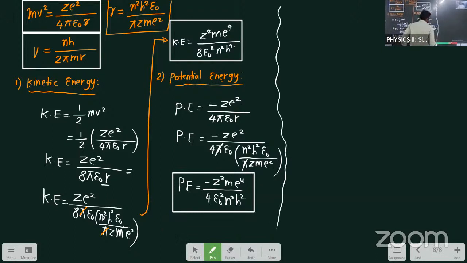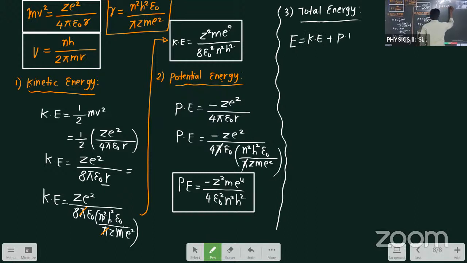Now the conclusion, the last step: total energy. This is the third one, the total energy of an electron revolving around the nucleus in the case of a hydrogen atom. What is the formula for total energy? Total energy is given as kinetic energy plus potential energy. So what is the expression for kinetic energy we got?